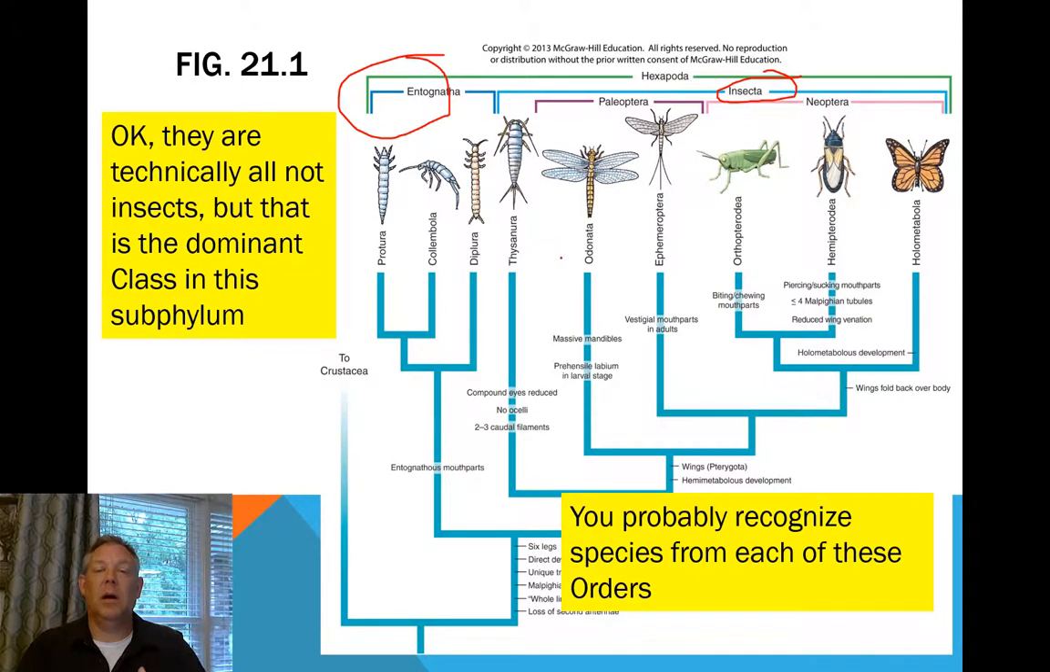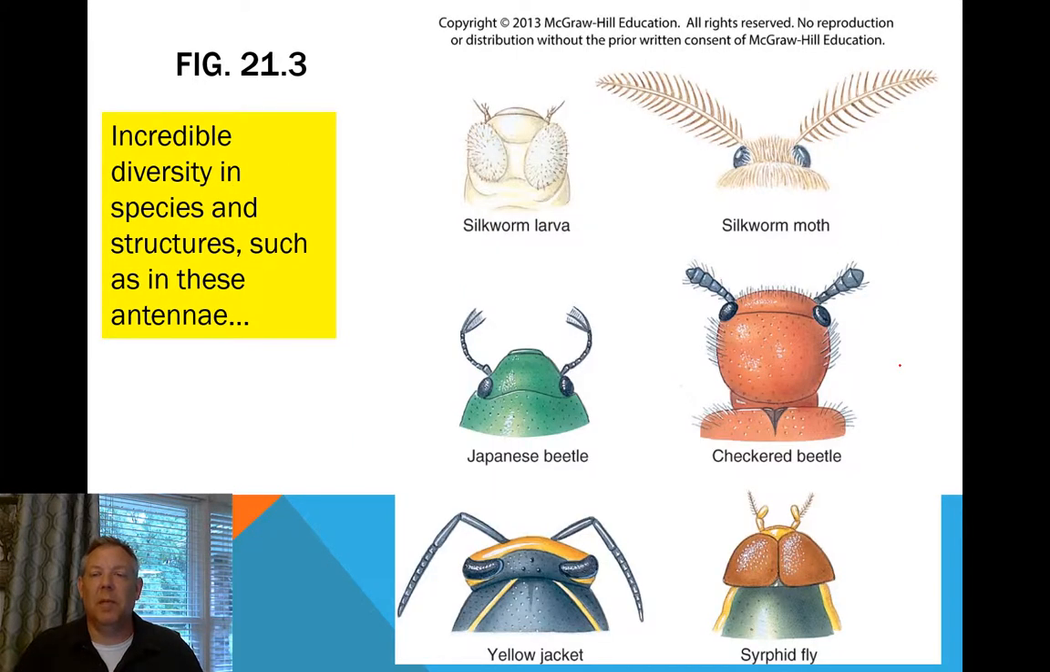You've got, you know, dragonflies, and you've got mayflies, and of course we looked at grasshoppers the other day, and beetles, and then butterflies. And so, you know, you're familiar with a lot of the insects, and of course insects are just so numerous, and we could spend a whole semester talking about them. There's incredible diversity in the insect world, in the species and the structures, such as these antennae.